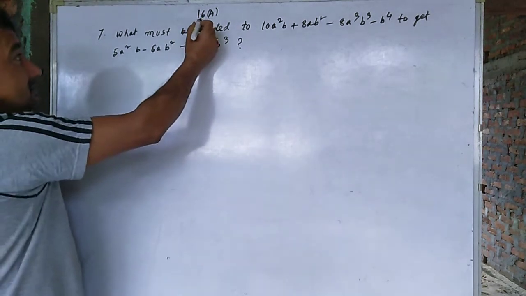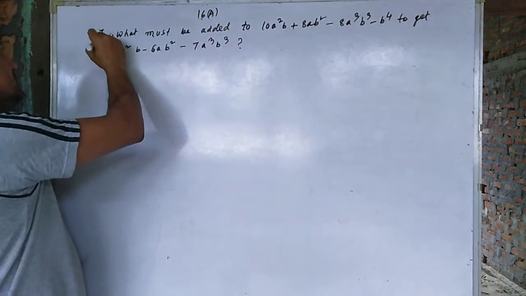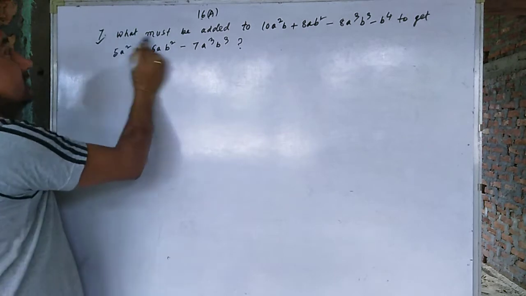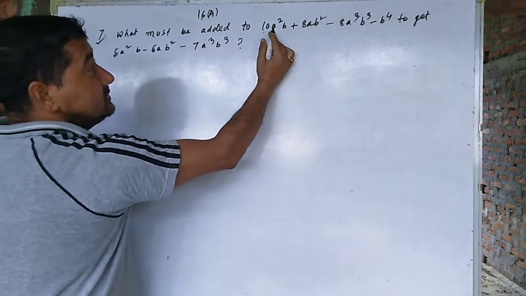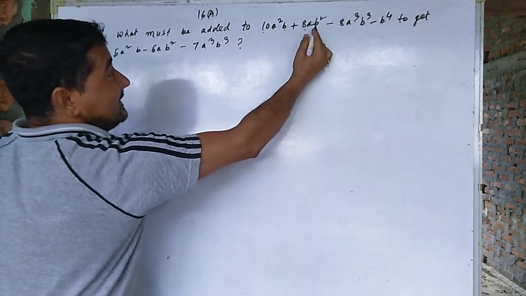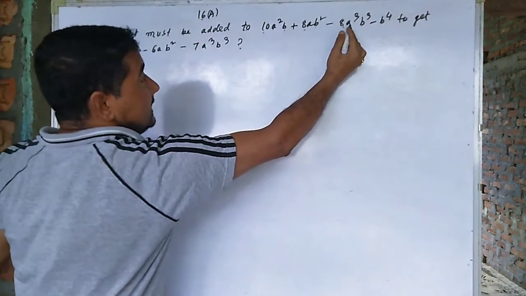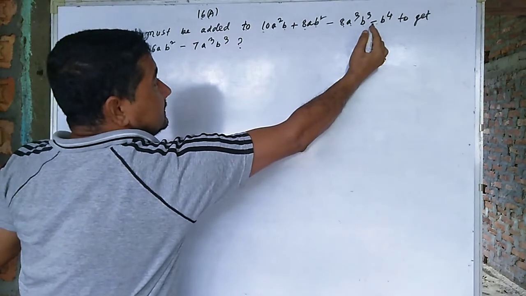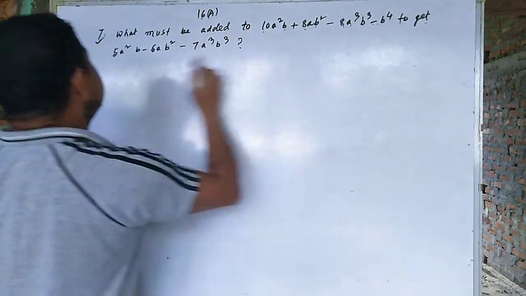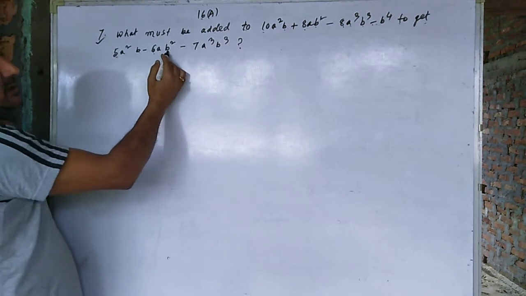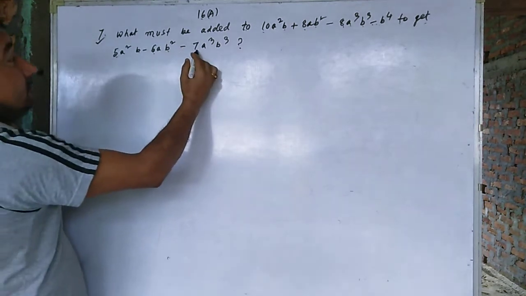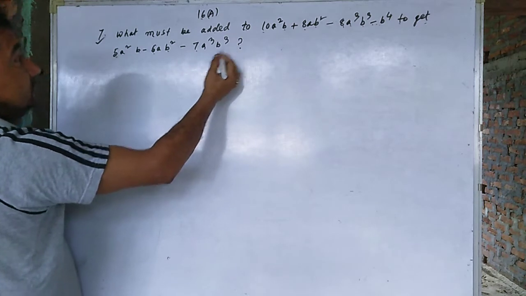This is exercise 16a. I am going to solve question number 7. What must be added to 10a square b plus 8a square b minus 8a cube b cube minus b to the power 4 to get 5a square b minus 6a square b minus 7a cube b cube.